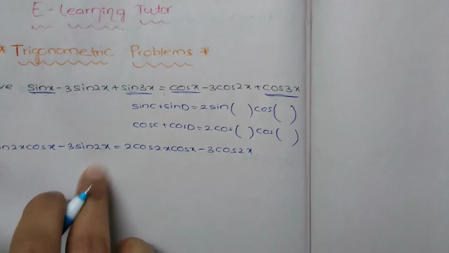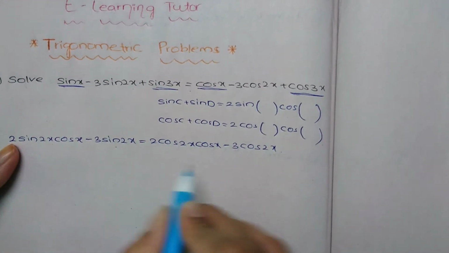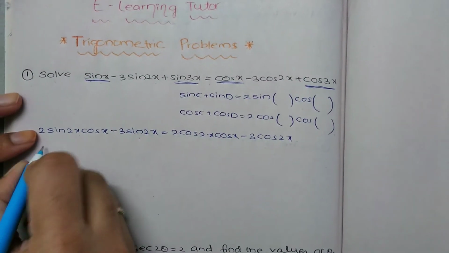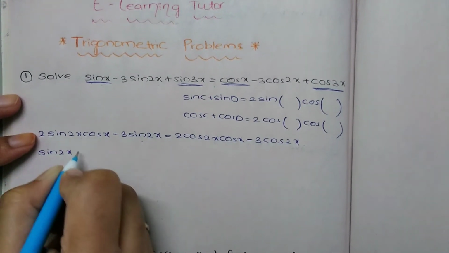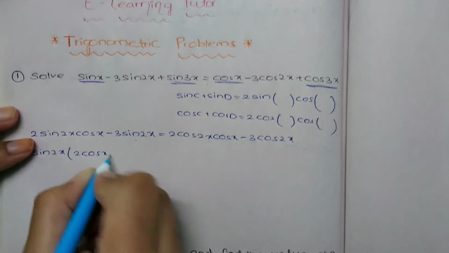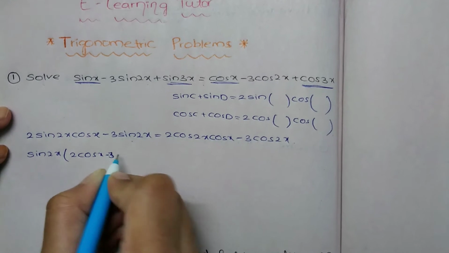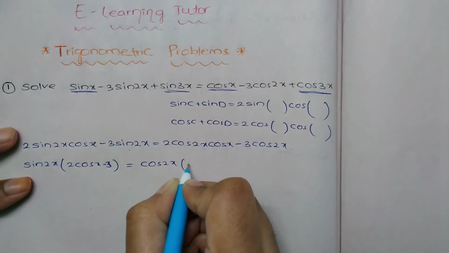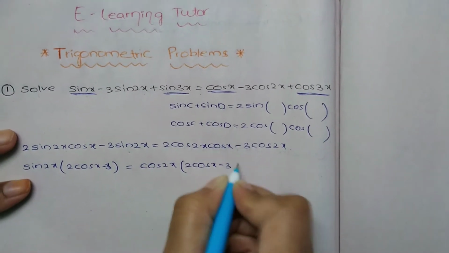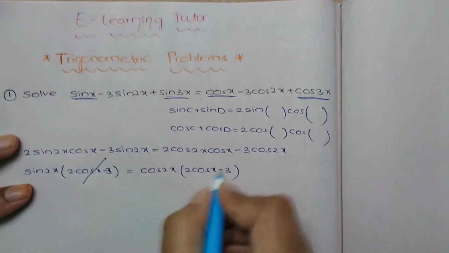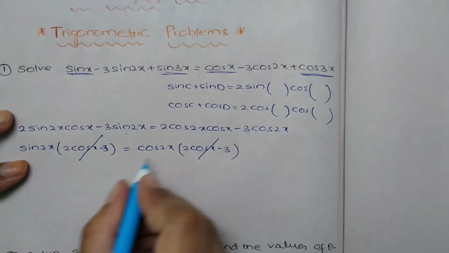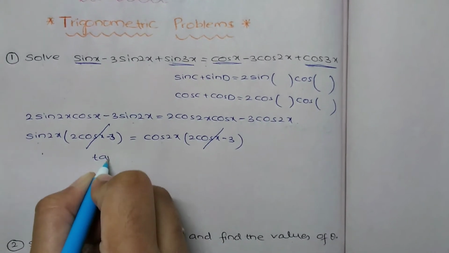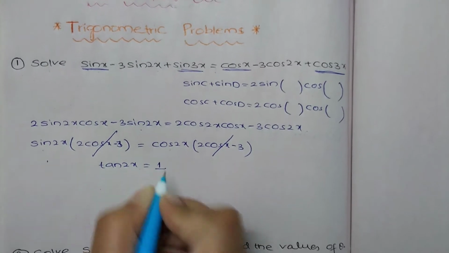Okay, if we observe it, sin 2x is common here and cos 2x is common here. So let's take it common. Sin 2x of 2 cos x minus 3, sorry, okay, cos 2x into 2 cos x minus 3. This gets cancelled. Yes, this comes here. Sin 2x by cos 2x is tan 2x is equal to 1.